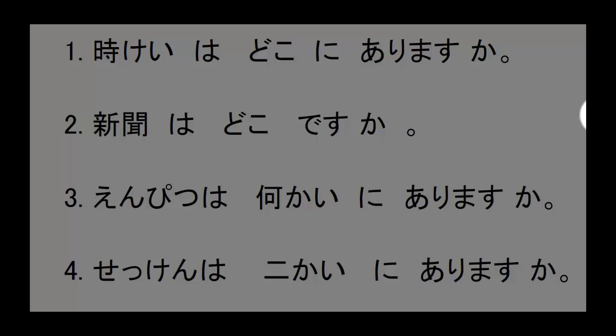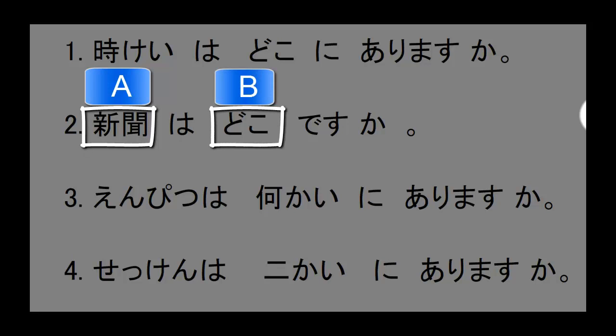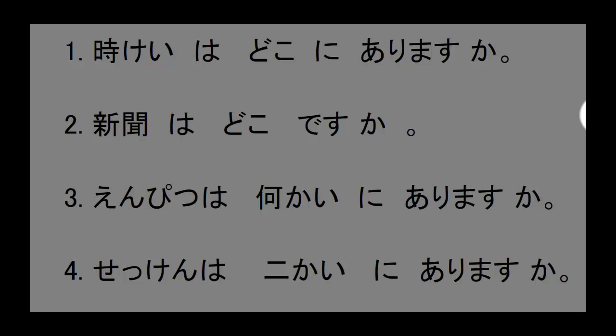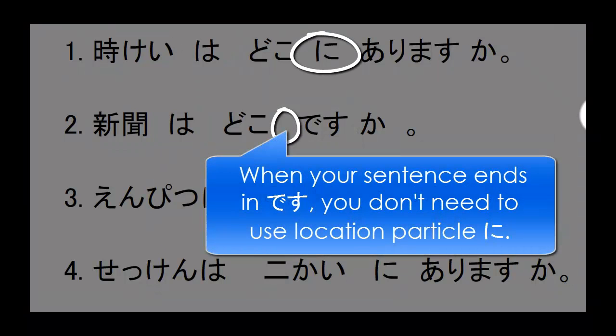So let's have a look at what A is. Okay, so A is the shinbun or the newspapers, and the B part is doko, which is where. So newspapers are where. So it's another way of saying where are the newspapers. In the first question, it was also where are the clocks, but it was using the verb arimasu to exist rather than desu, which simply means that something is.